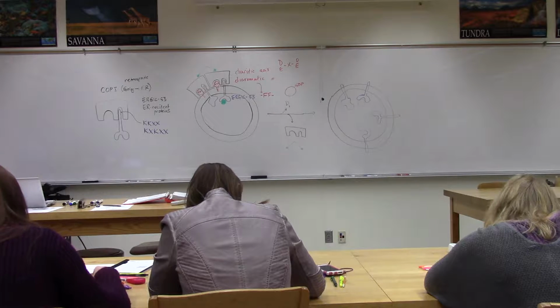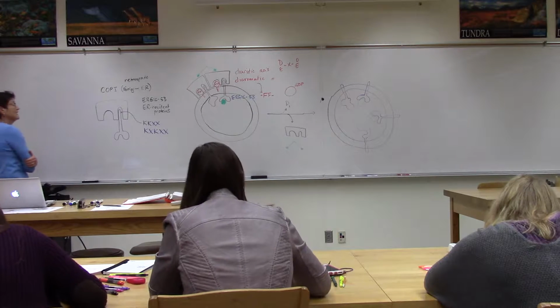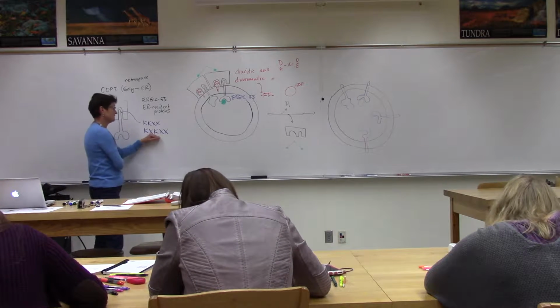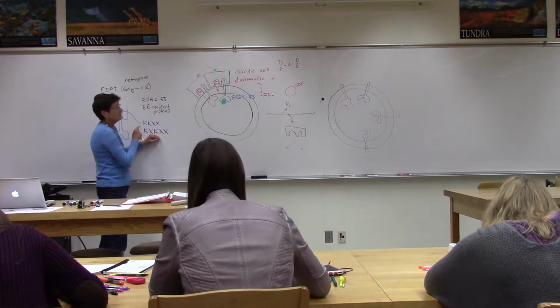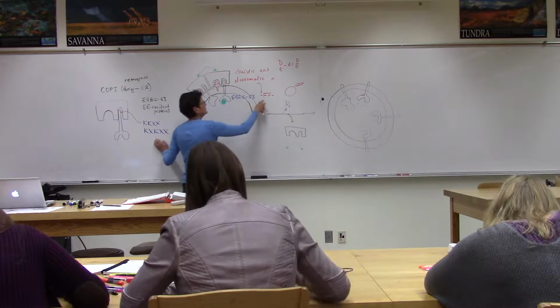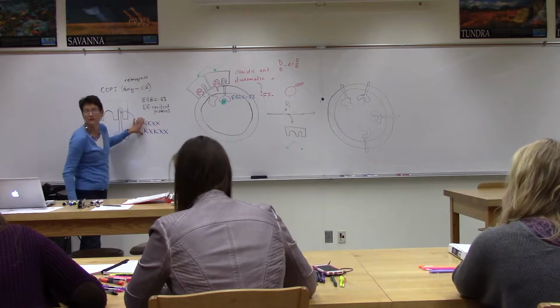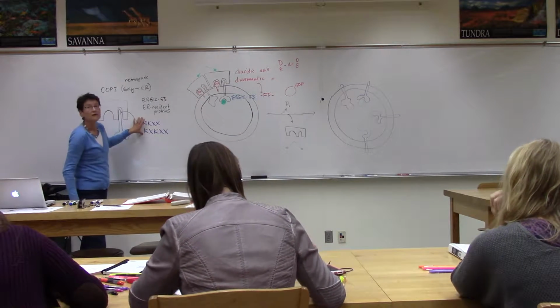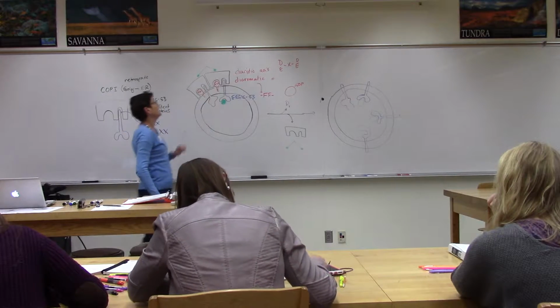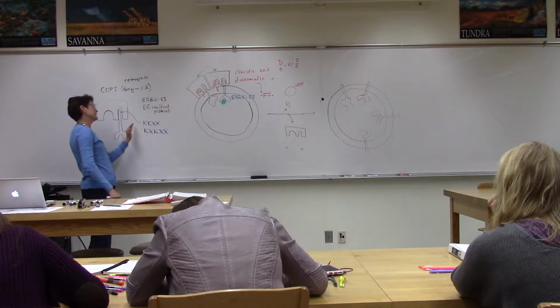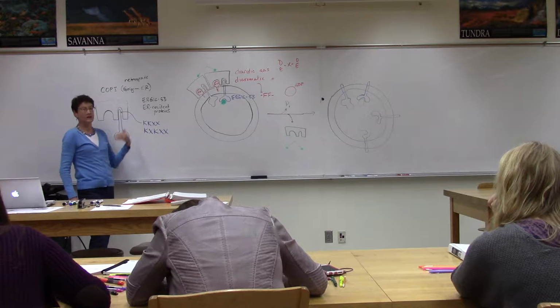COP1, on the other hand, binds to the KKXX sequence or KXKXX. And it turns out that ERGIC 53 in its C-terminal end is going to have both the two phenylalanines, and it's going to have this sequence motif. Okay? So it can get picked up by COP2 to go forward. It can get picked up by COP1 to go back.